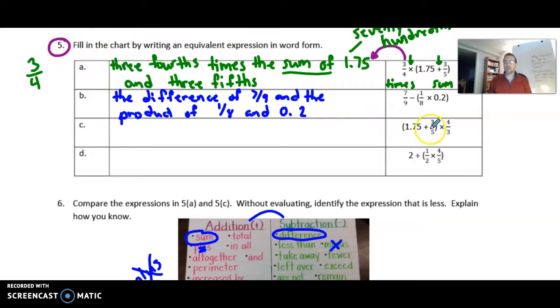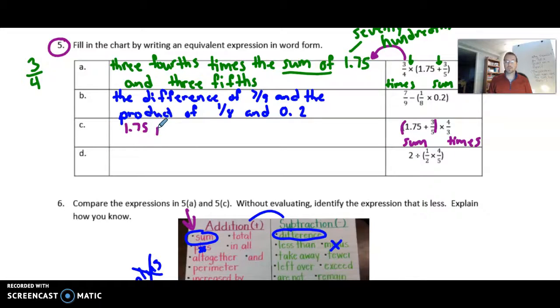Here I have adding, but I know that I need to find the answer to adding. Here's our parentheses. So our adding is going to have the word sum. I see it down here again. And multiplying, I don't need to find the answer to multiplying here. So I could use the word times. So let's rewrite it. 1 and 75 hundredths plus.